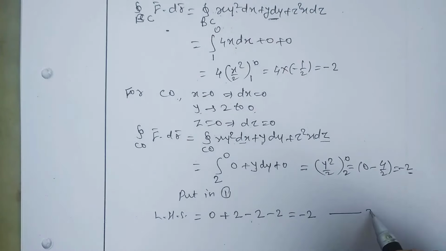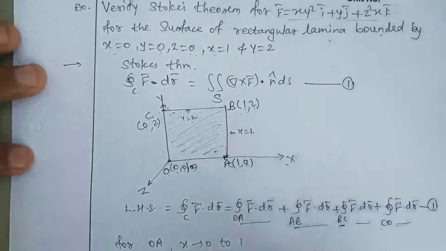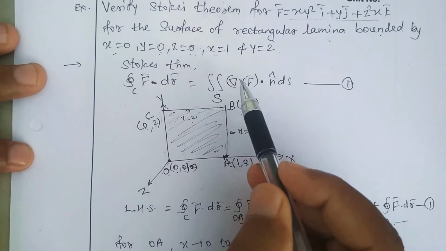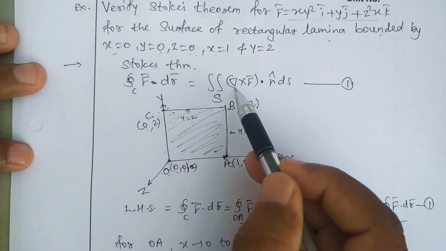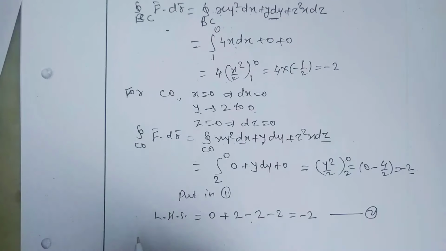Now equate with equation number 2, that is the LHS. Now we have to solve this RHS. So to solve this RHS, first we require del cross F bar. So del cross F bar is for the RHS.